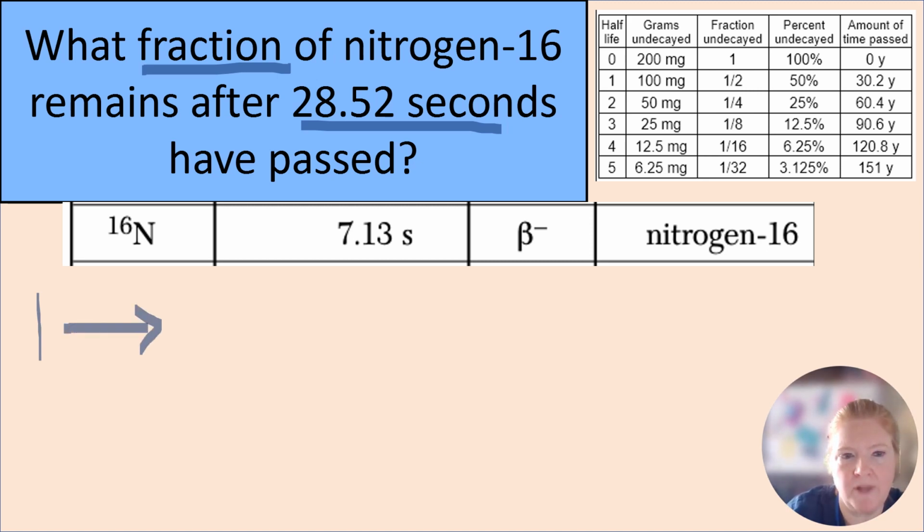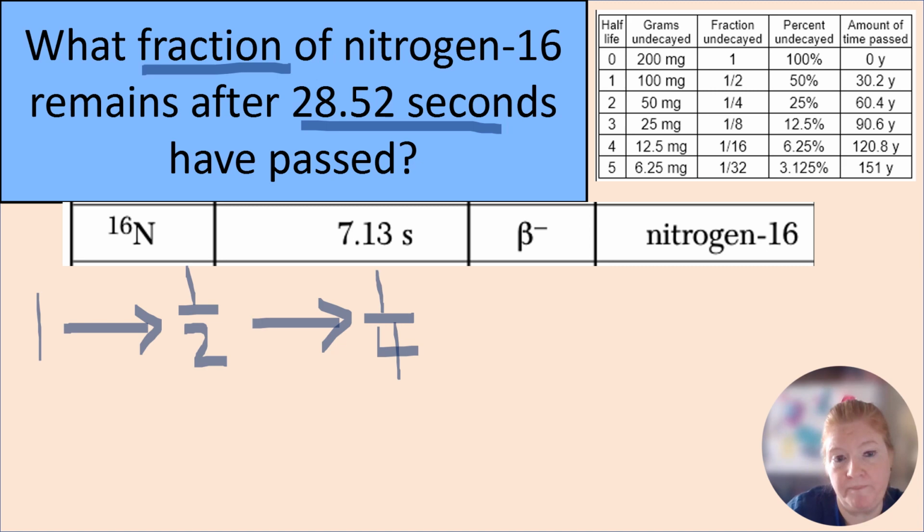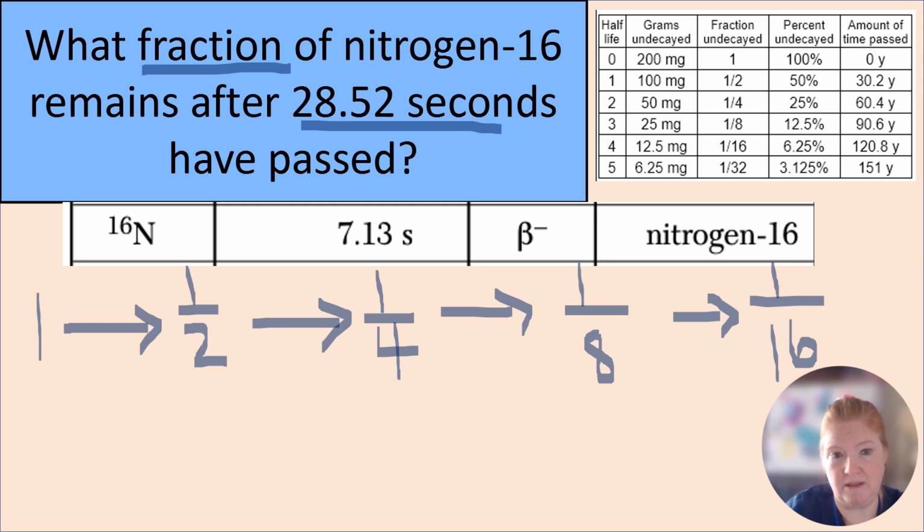After one half-life, I have a half left. After another half-life, I have a fourth. After another half-life, I have an eighth. Now remember, this stuff isn't disappearing, it's just converting into its daughter isotope. Then I have a 16th. I'm running out of room. So this is half-life number 1, remember, this is the starting point, this is half-life number 2, this is half-life number 3, and this is half-life number 4.